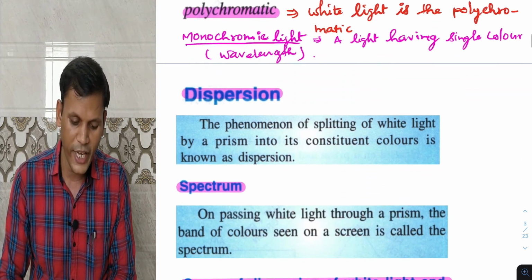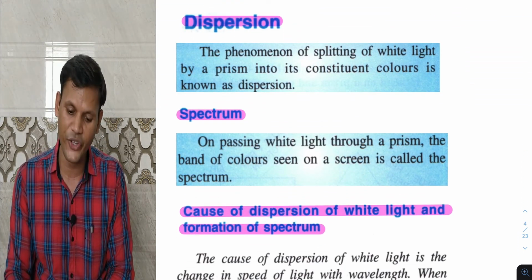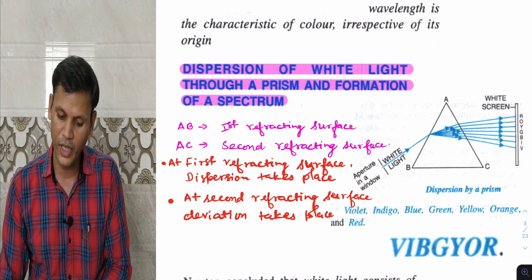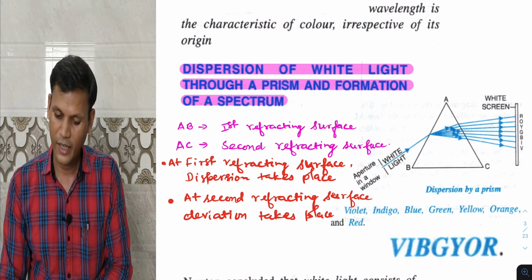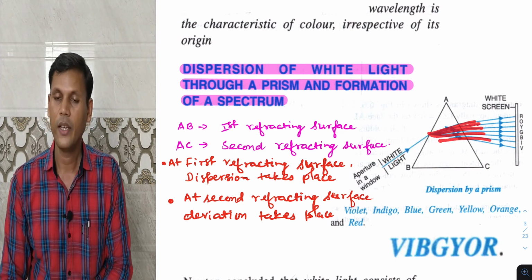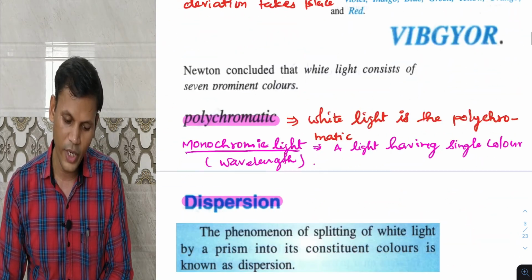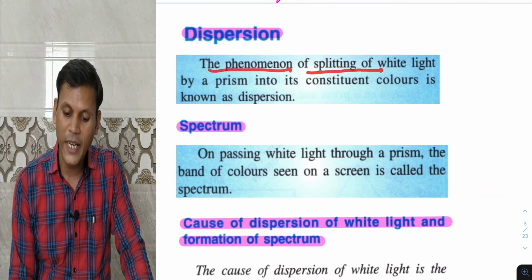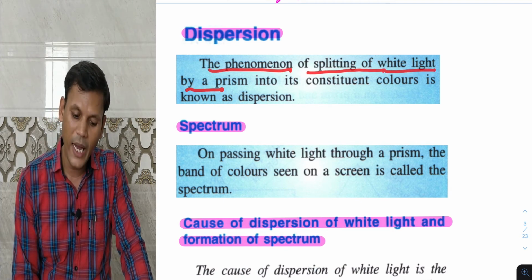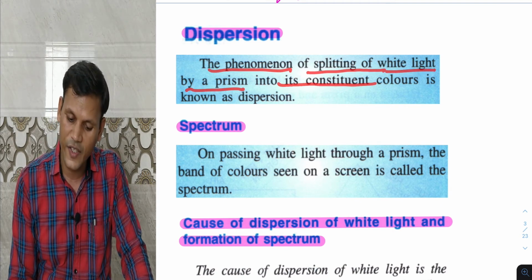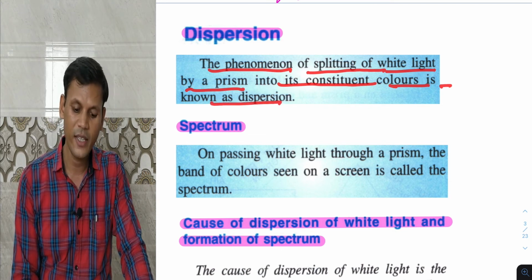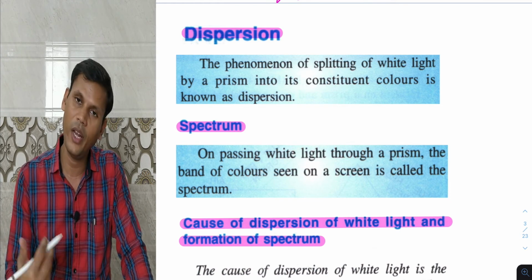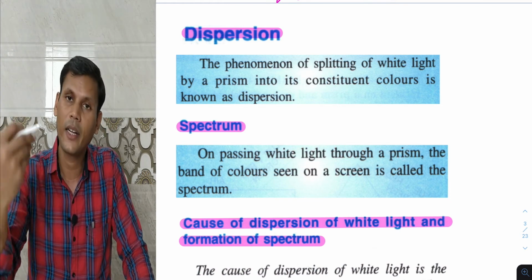Okay, so next part is the dispersion. Already I have mentioned this phenomenon is the phenomenon of dispersion. In this one, white light is split into 7 constituent colors. So that is the dispersion. So what is the dispersion? Definition is here. The phenomenon of splitting of white light by a prism into its constituent colors is known as dispersion. And what are the constituent colors? That is VIBGYOR: violet, indigo, blue, green, yellow, orange and red.